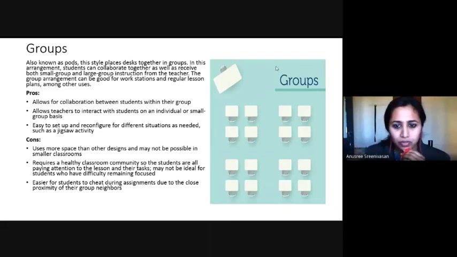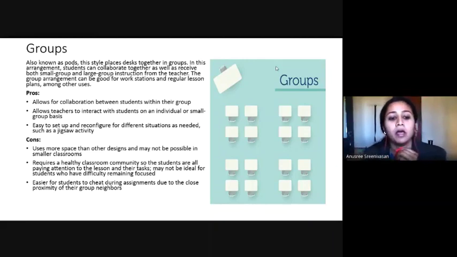So it allows for collaboration among the students within their group. It allows teachers to interact with the students on an individual or a small group basis. So the teacher needs to go to each and every group, and they can have interaction that way. And it is good for kinesthetic activities.